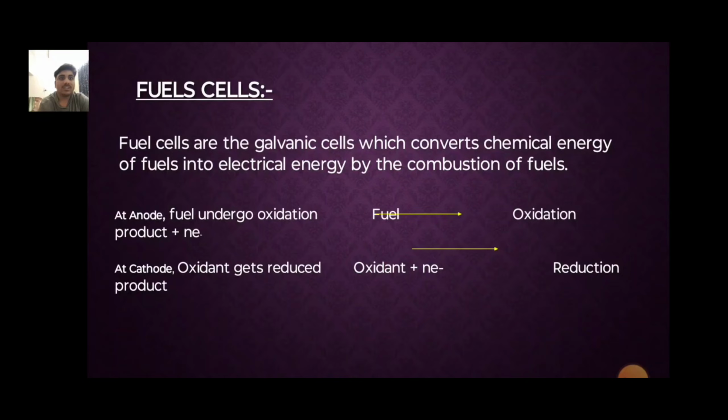Fuel cells. Fuel cells are galvanic cells which convert the chemical energy of fuels into electrical energy by the combustion of fuels. At the anode, fuel undergoes oxidation: fuel gives rise to product plus ne-. At the cathode, the oxidant gets reduced: oxidant plus ne- gives rise to product.